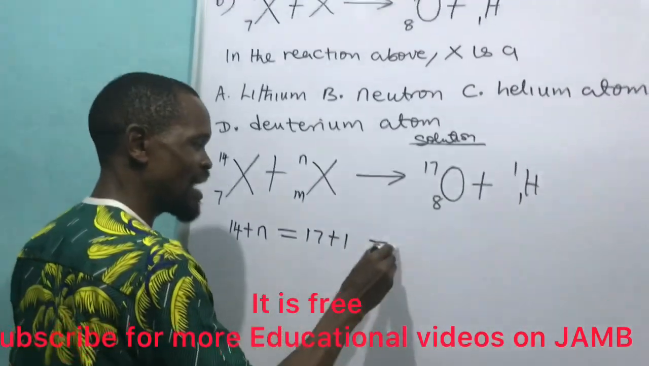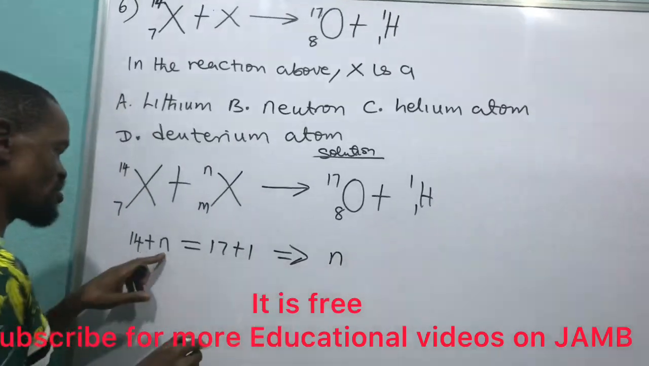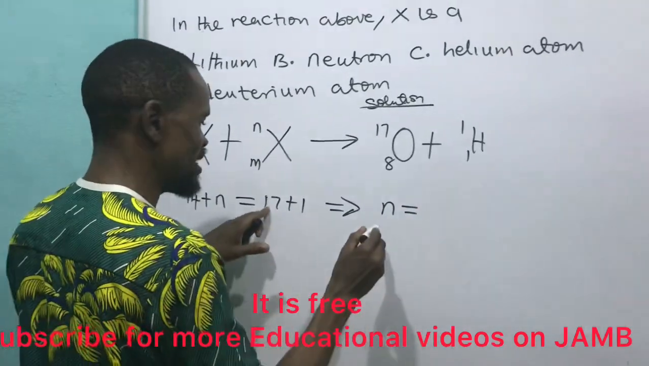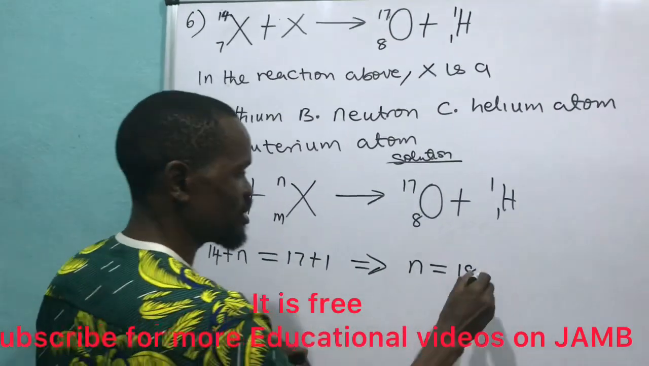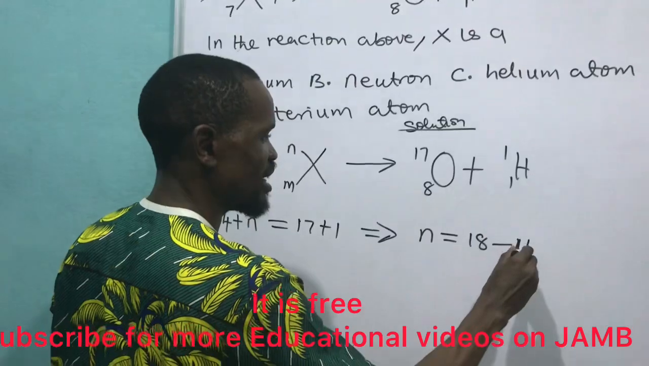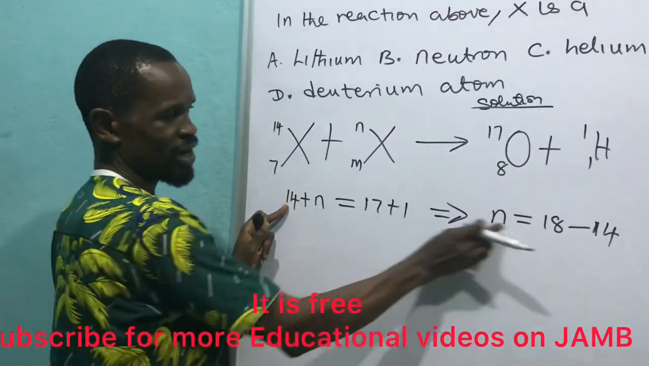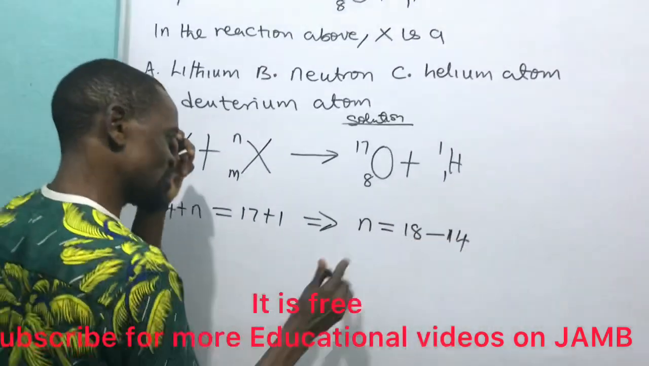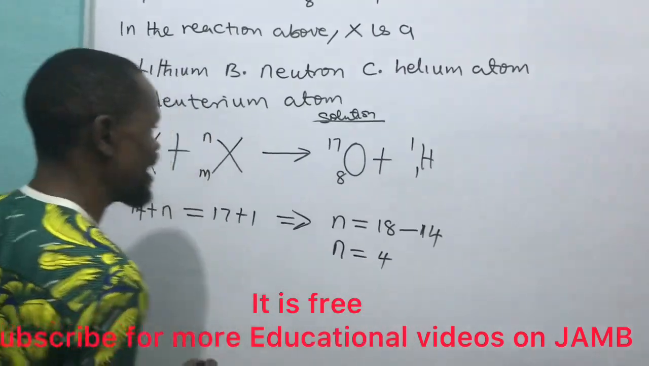And that implies that, making N the subject of the formula, this 14 will go over there. Already 17 plus 1 will give me 18, minus the 14 coming over. Do you get what I'm saying? I said 14 is going over here, 17 plus 1 has already given me 18 there, while 14 coming over here is subtracted. And N gives me 4. That means my N is 4.